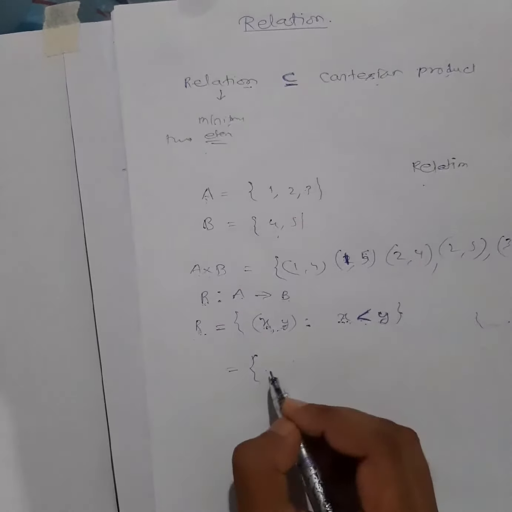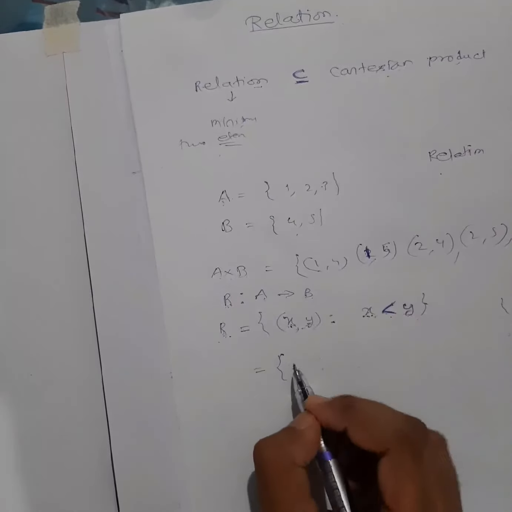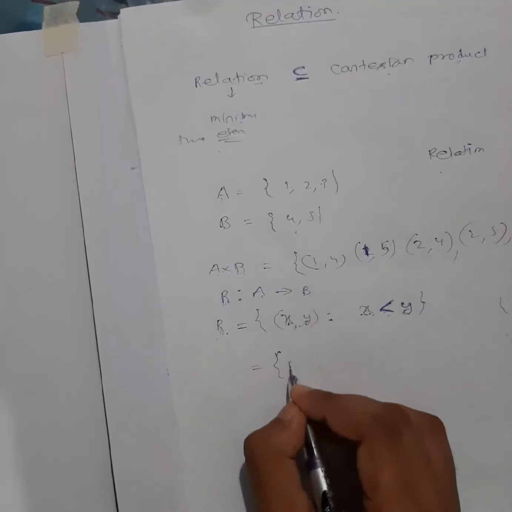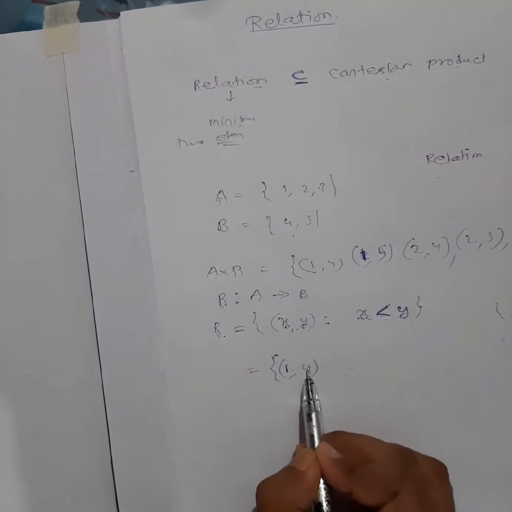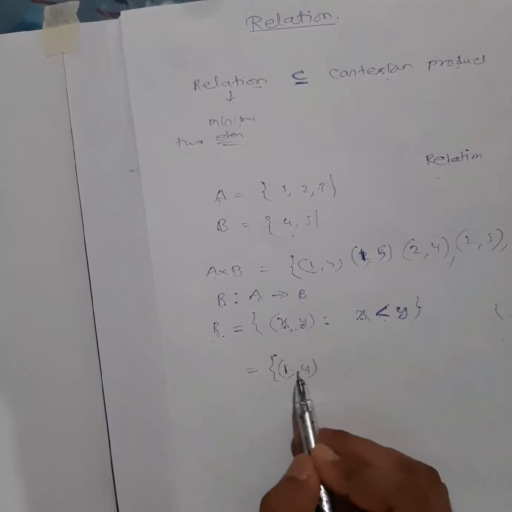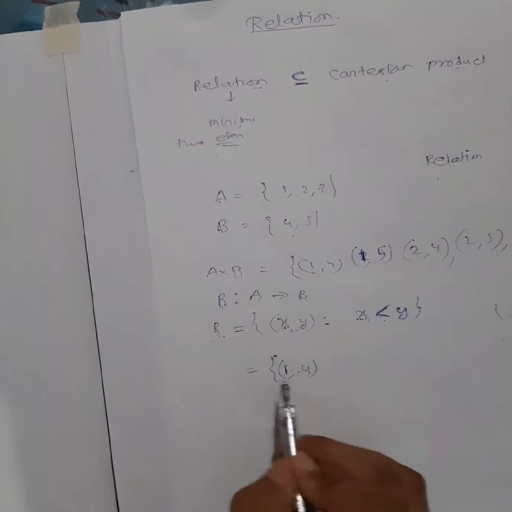Okay, so which element will I take? I can take from this Cartesian product only. So first element, can I take this one? 1 4. Yes, because you can see the first element is less than the second element. It is satisfying this relation, right? So this element will be there in this set. Okay, next, 1 5, can I take? Of course I can take.